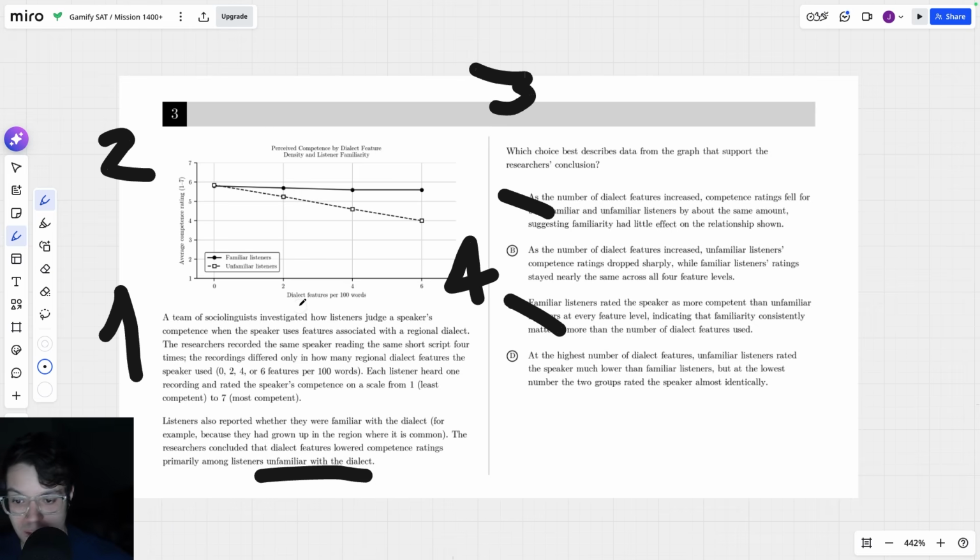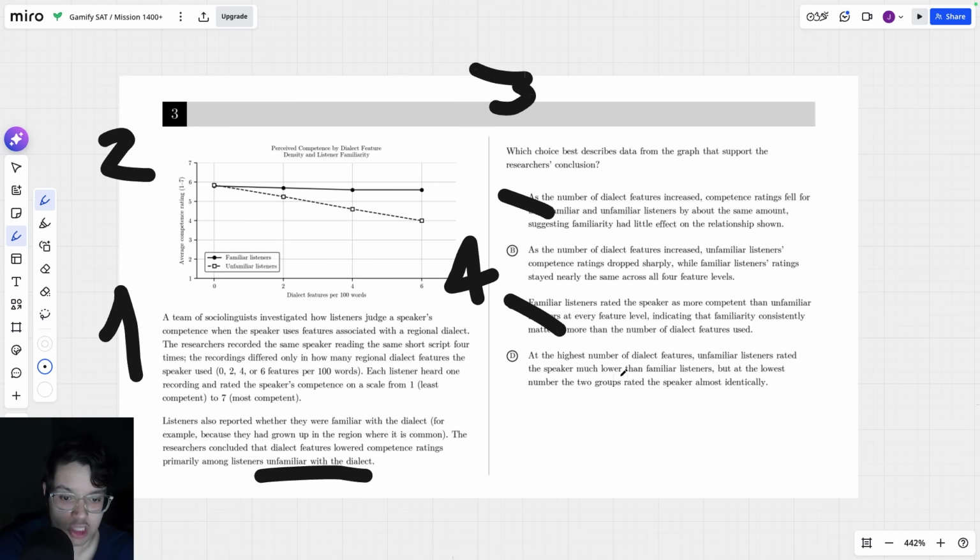So it's lower the more dialect features we have. While D is pretty good, I would say B better encapsulates what that goal is, because it's saying that as it increased, it decreased for the unfamiliar and this stayed nearly the same. That shows a comparison. It shows that one is dropping and everything. This one just kind of has bits and pieces of that.